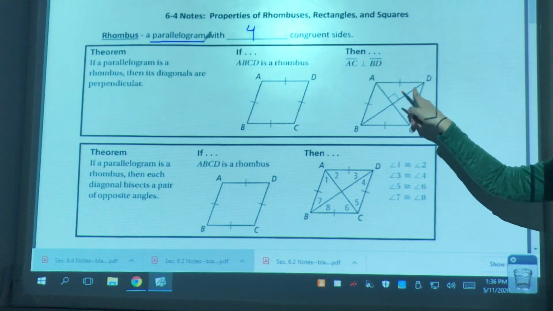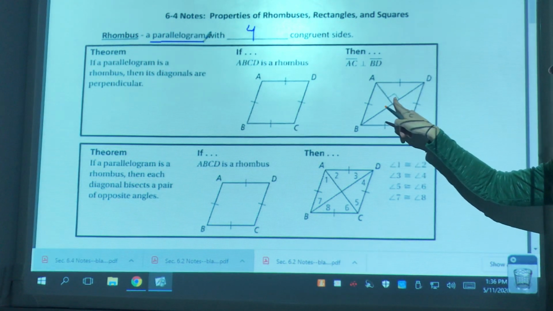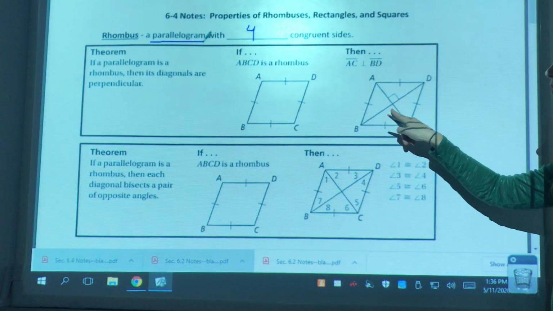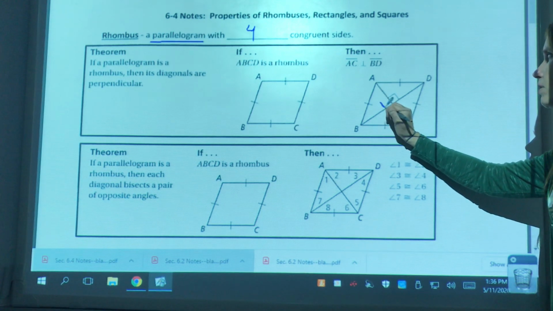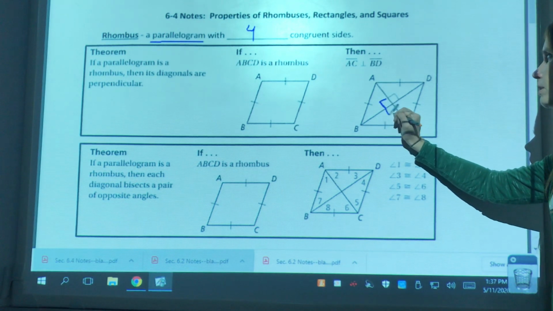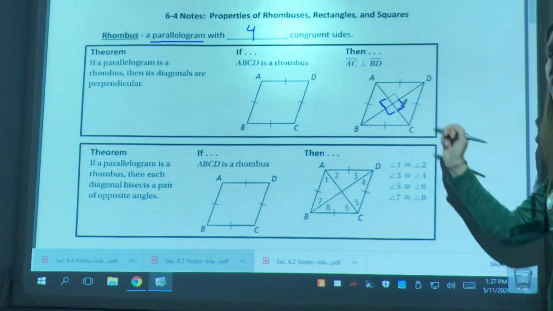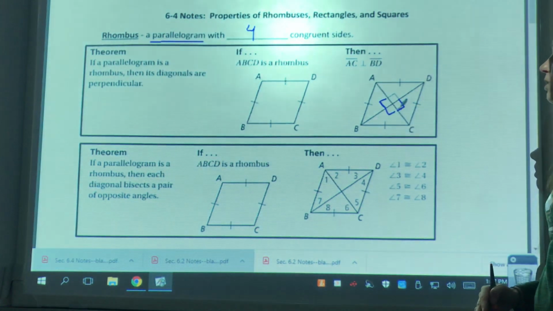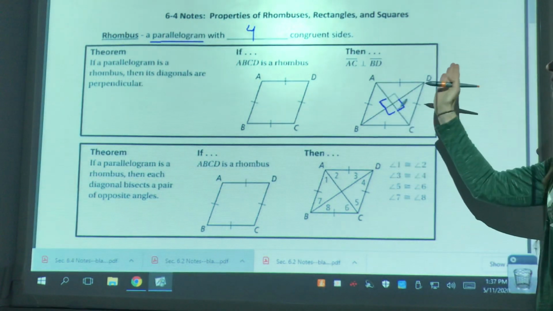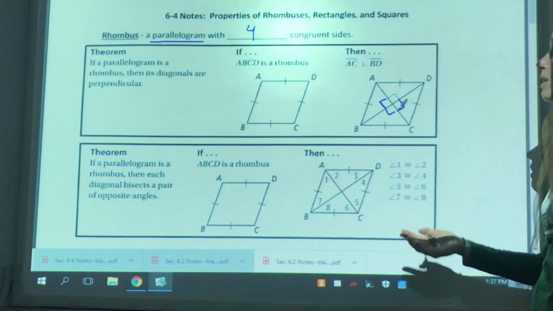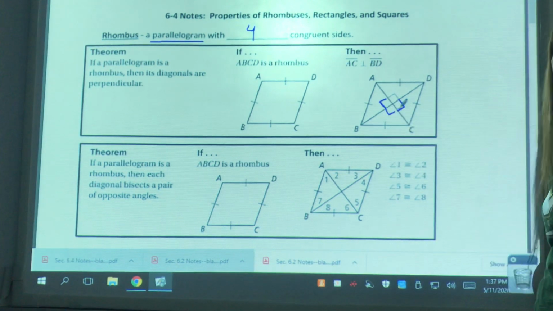And again, if these diagonals are perpendicular, if that's a right angle, then I know that all 4 of these are right angles. So if it's helpful to you to fill all 4 in, that might be a good thing for you to do. Anytime you see diagonals and you know that it's a rhombus, you can go ahead and stick all 4 of those right angles in, and that might be helpful for you.